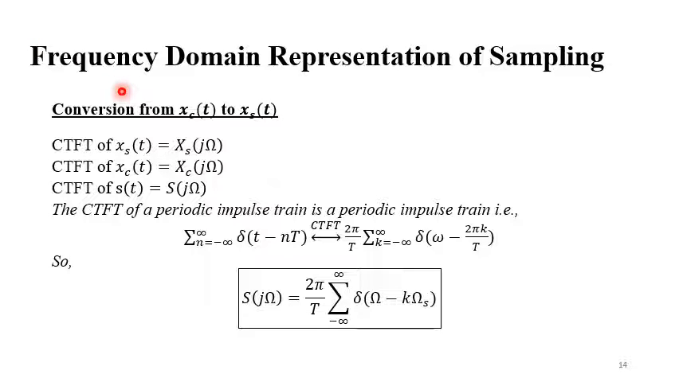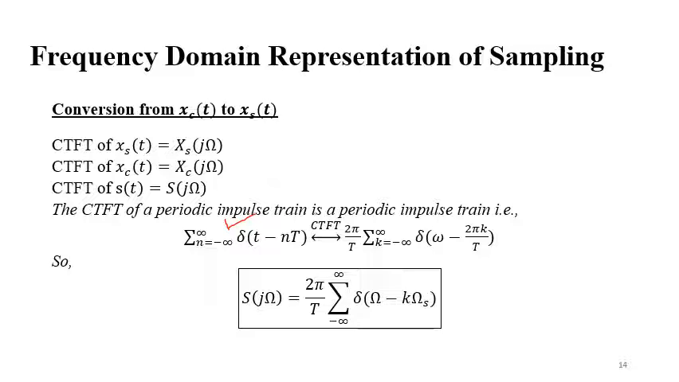So let's convert the equation on the previous slide to the frequency domain. The continuous time Fourier transform of x_c(t) is represented by X_c(j omega), and the impulse train as S(j omega). So let's start with the impulse train. Because the impulse train is a periodic signal, let's find its Fourier transform. To find the Fourier transform, let's first find its Fourier series coefficients.